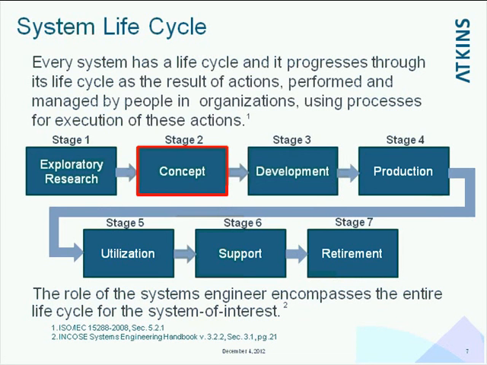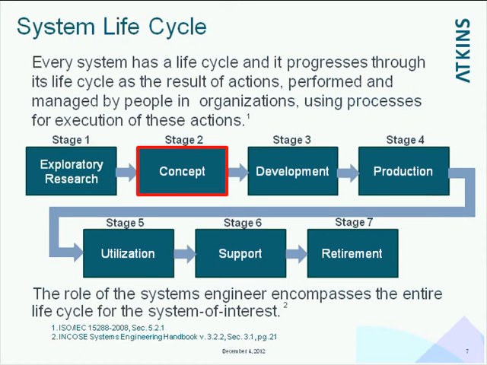So system engineering encompasses the entire life cycle of a system. Now, here are the 7 stages of a system life cycle as defined by the INCOSE Systems Engineering Handbook, and also the standard that the Handbook is based on, ISO/IEC 15288 in section 5.2.1. You see this. There's the exploratory research, and then you develop the concept, and then the development of it, production, you use it, you support it, and then you retire it. That's the entire life cycle.